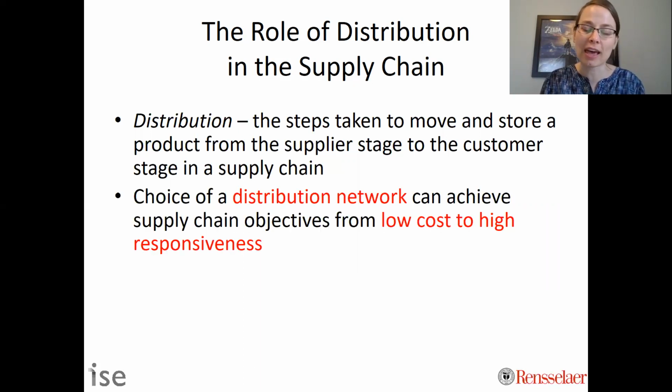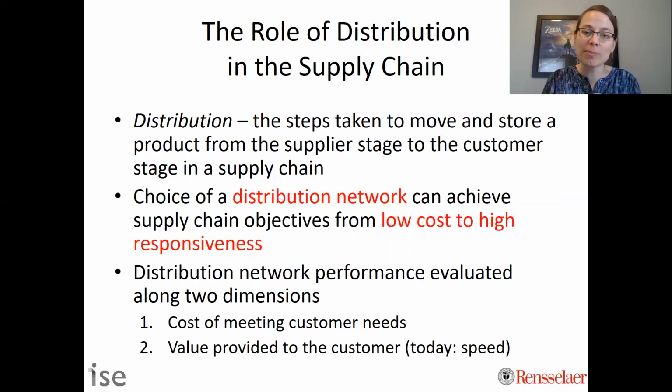And so when we think about that, if we need to choose our distribution network, we need to look at options, and there are many different options available. They can be really low cost. So you might not have very many distribution centers, but then they're not very responsive to their customer, and there are trade-offs associated with that. And so typically how we would evaluate where should we locate distribution centers or warehouses and how many should we have, there are usually these two dimensions, and it's the cost of meeting customer needs. So we want to minimize cost while providing maximum value. And in today's world, maximum value oftentimes is speed.